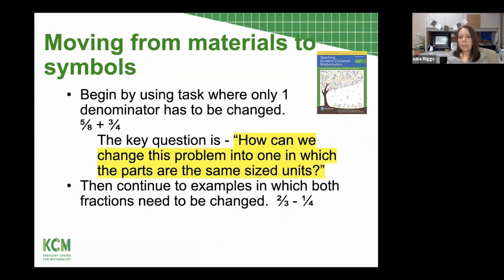Okay, so that key question is, how can we change this problem into one in which the parts are the same size? And then once we can do that, we continue to examples in which both fractions need to be changed. An example of that would be 2/3 minus 1/4. But I love that key question, thinking about the size of the parts.